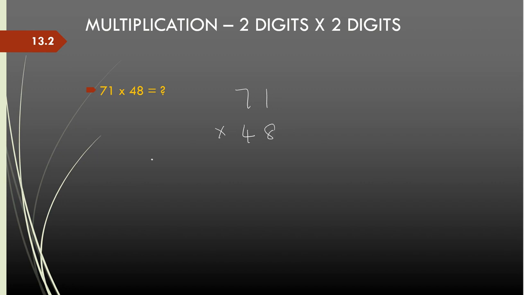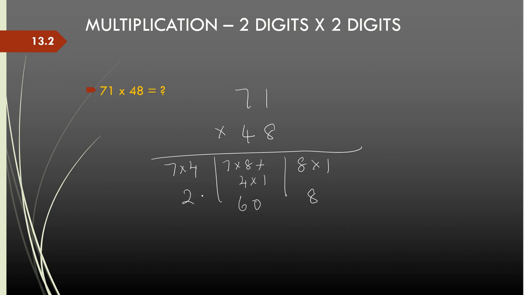Now with some practice I can stop writing the pattern, I will write only the parts. So the rightmost is 8 times 1, which is 8. Then it is crisscross, that is 7 into 8 plus 4 into 1, which is 60. And then the leftmost is 7 into 4, 28. So this is how we get the parts. So 8 comes to the answer, 0 comes to the answer, this 6 will get added to 28, so it becomes 34. So 3408 is the product of 71 and 48.